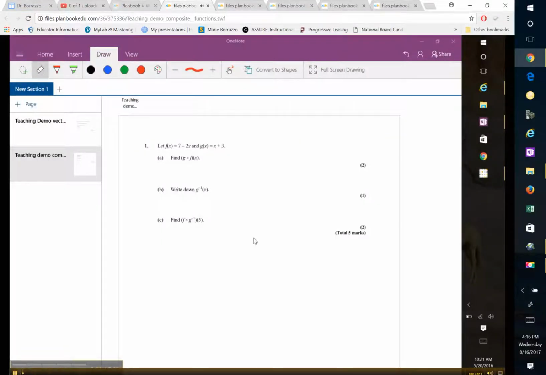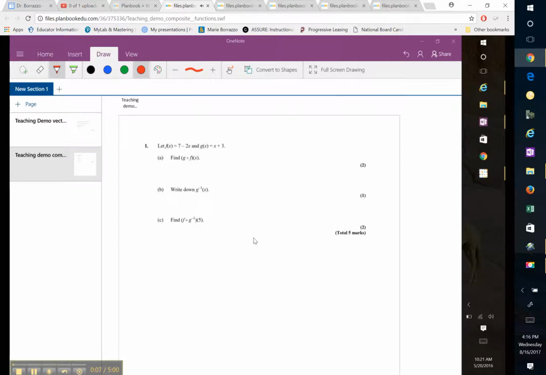Okay, so this is a simple composite function question. The first part is simply asking you to substitute in f of x in for g of x. So my recommendation is start with the original function. So we know that we have the g of x, and that's equal to x plus 3. And so what we're going to do is, instead of x, we're going to substitute in f of x.